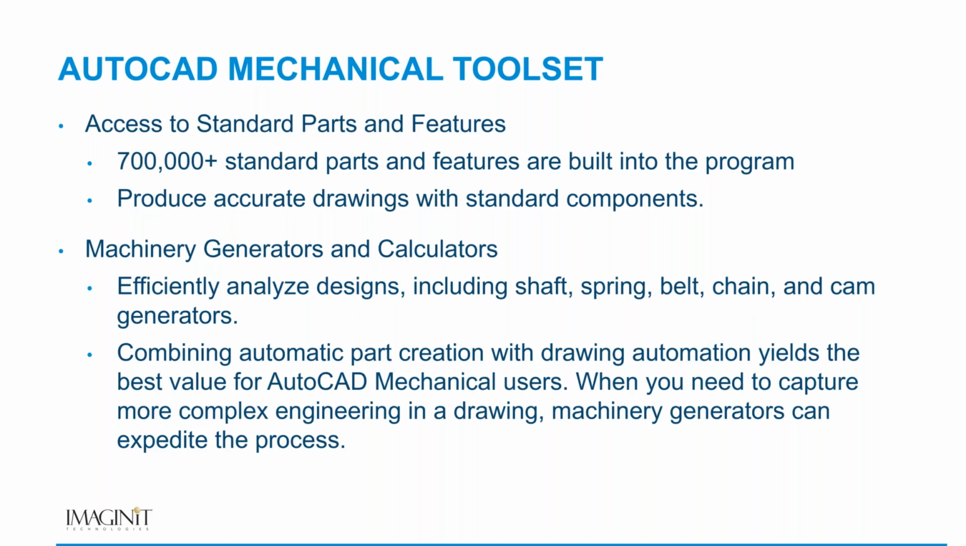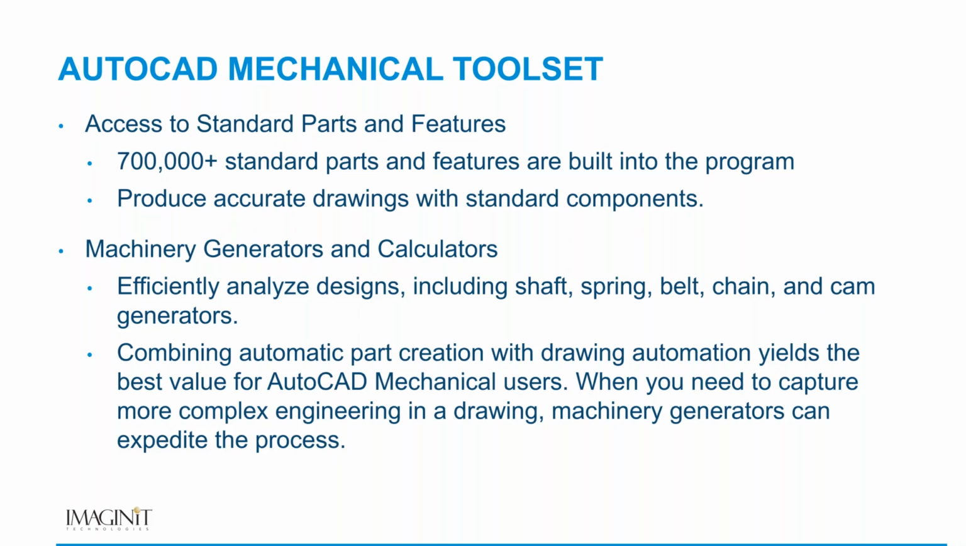And then you have machinery generators and calculators that allow you to efficiently analyze designs, including shaft, spring, belt, chain, and cam generators. Combining the automatic part creation with drawing automation yields the best value for AutoCAD Mechanical users. When you need to capture more complex engineering in a drawing, machinery generators can help expedite that process as well.